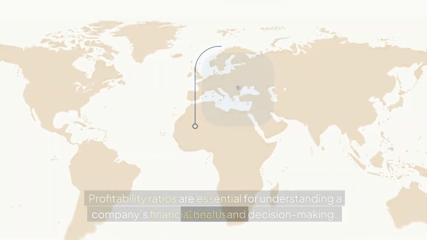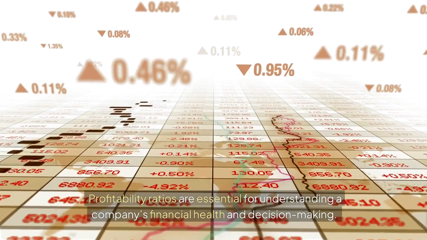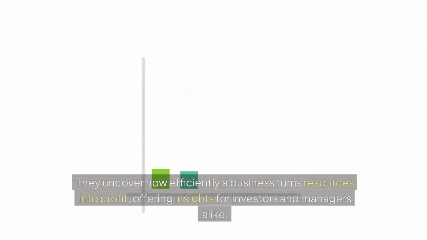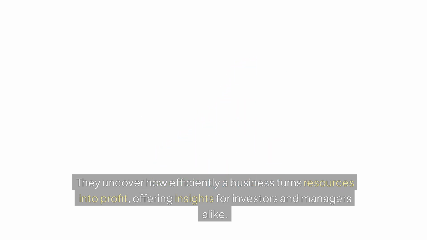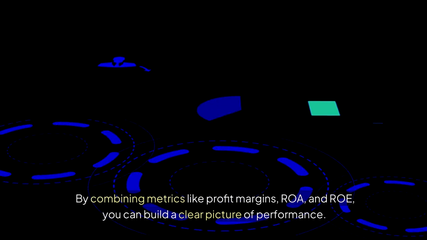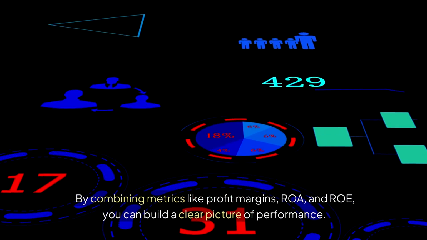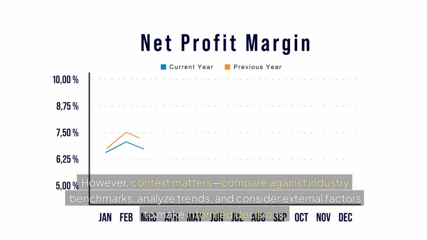Conclusion. Profitability ratios are essential for understanding a company's financial health and decision-making. They uncover how efficiently a business turns resources into profit, offering insights for investors and managers alike. By combining metrics like profit margins, ROA, and ROE, you can build a clear picture of performance. However, context matters. Compare against industry benchmarks, analyze trends, and consider external factors to make informed decisions.